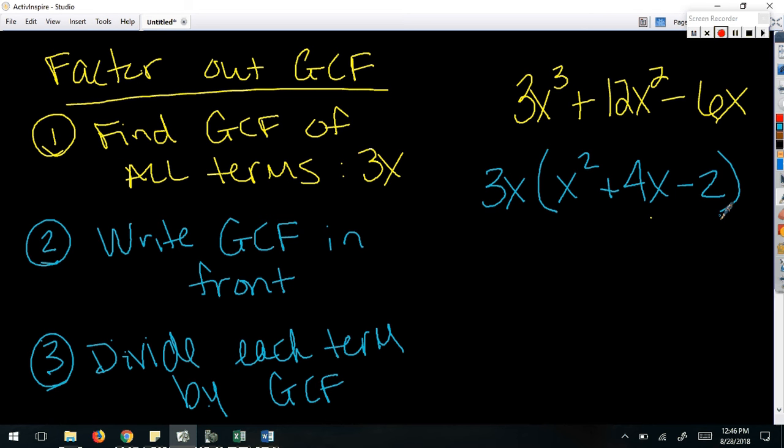The 3x is the GCF of these 3. So look at the coefficients. What's the biggest thing you can divide 3, 12, and 6 by? And then if you look, this one has 3 x's, 2 x's, and 1 x. So how many x's can I take away from everybody? Only 1, right? So that's why there's only 1 out.